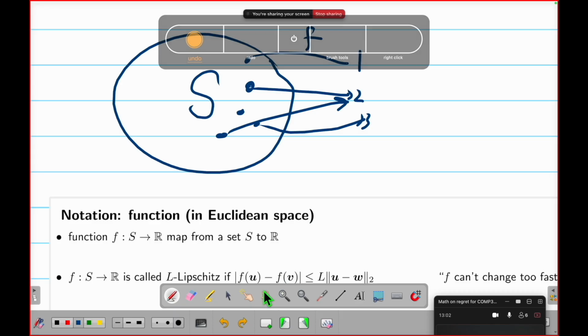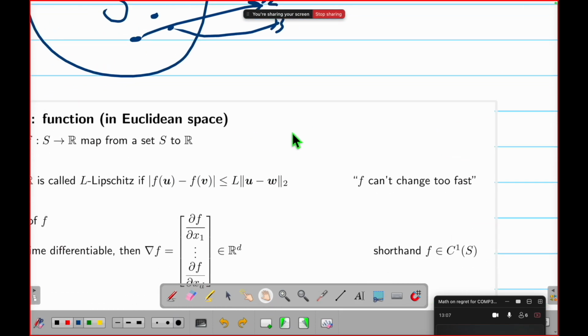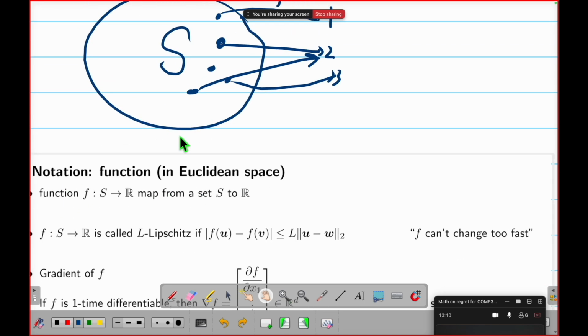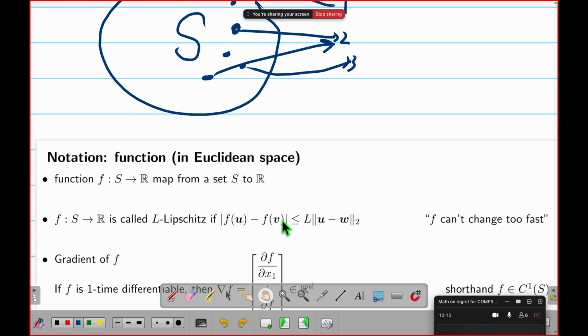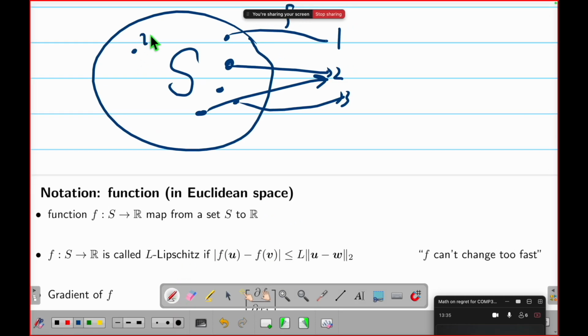Then we have the following condition called Lipschitzness. What is this? The definition: I have f from S to R, where S is whatever set, and u and v with f(u) and f(v). Because f is defined on S, u and v should be inside this set. So for all u, v in S, consider the distance between them before applying f. Suppose I have a point here, this is u, and this is v. This is exactly the distance |u - v|.